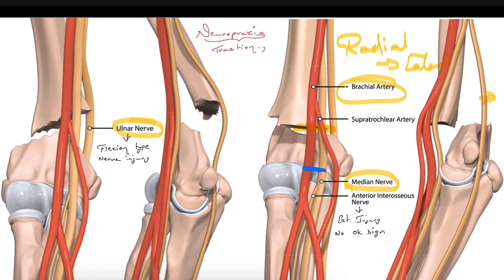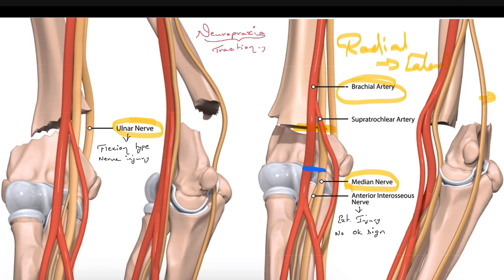Then the patient can't do flexion of the elbow. Here with the median nerve, the patient can't do extension, and can't do the OK sign. Another most important thing is that in supracondylar fracture, the most commonly injured structures are the median nerve and the brachial artery.